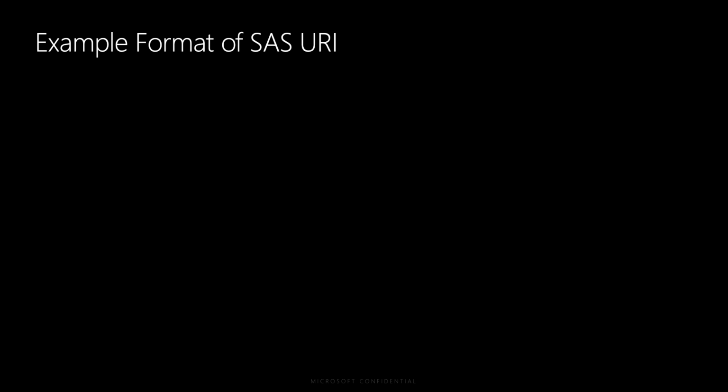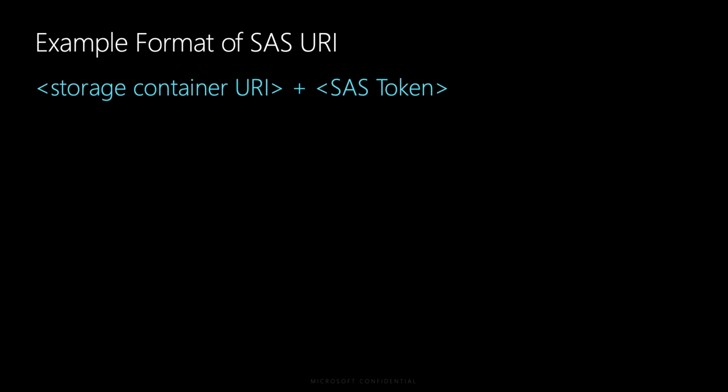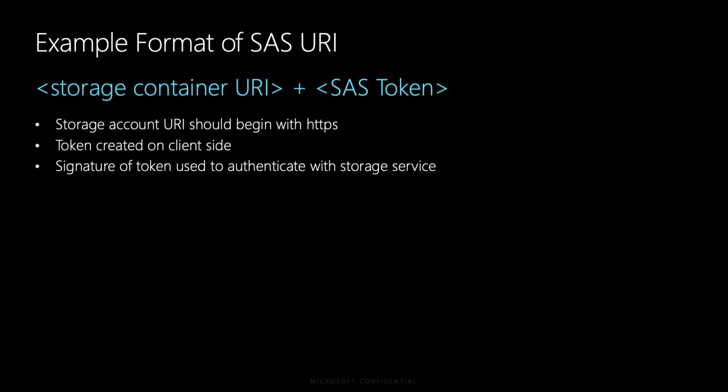The format of a SAS URI is a storage container URI with the SAS token appended on the query string. The token will always begin with the question mark, followed by Hypertext Transfer Protocol Secure, otherwise known as HTTPS, to encrypt the data to increase the security of the data transfer. The signature parameter of the SAS token is used to authenticate with the storage service when the request is made.